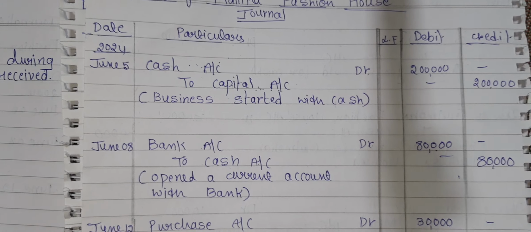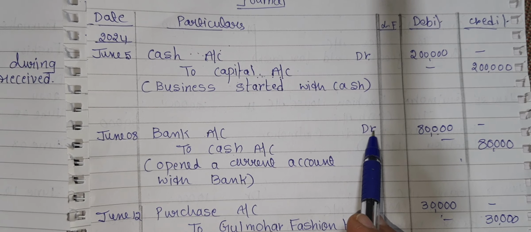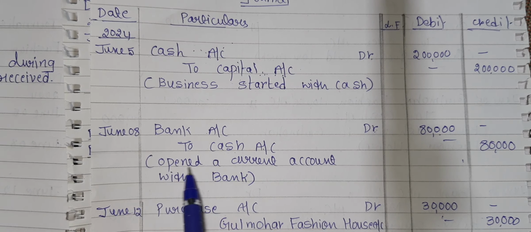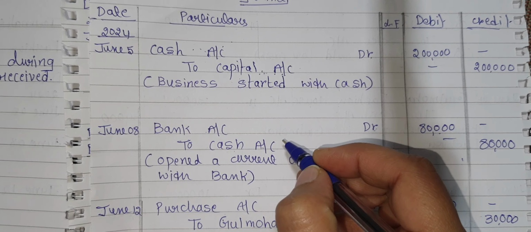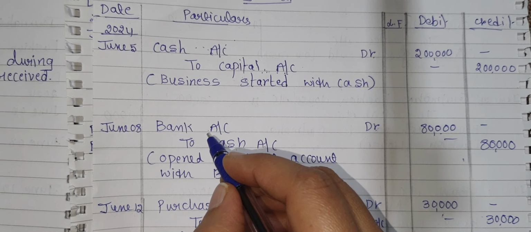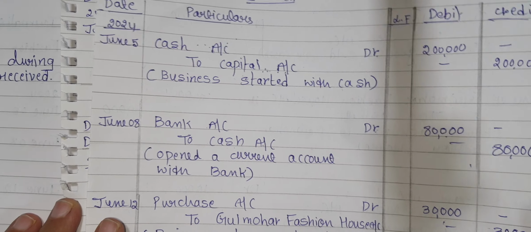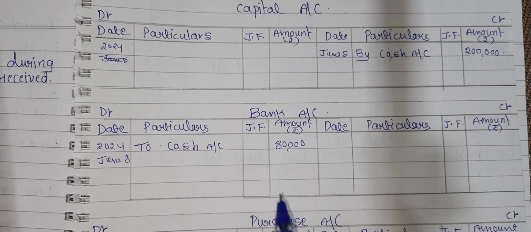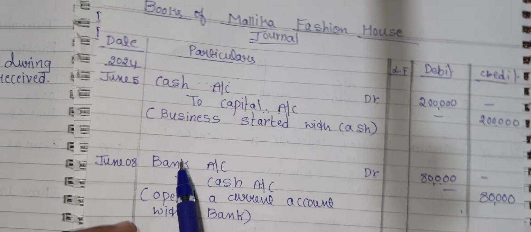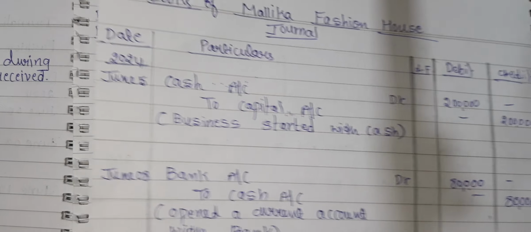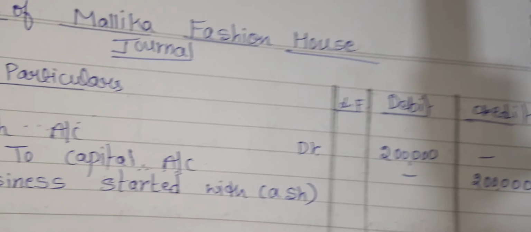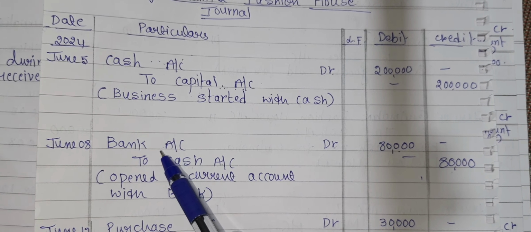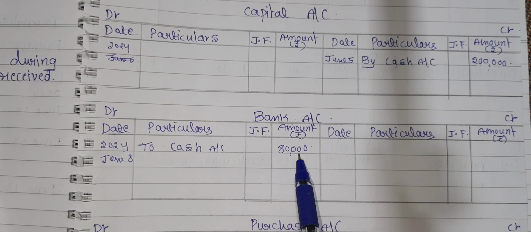Now we will move to the next entry on June 8th, that is bank account debtor to cash account. Being opened a current account with bank. So here cash account we have already opened, and here we have to open the bank account, that is rupees 80,000. See here, we have to open the bank account now. Here bank account is debited. So in bank account, come to the debit side and write down the opposite entry of bank account, that is to cash account. Write down here to cash account, that is rupees 80,000.